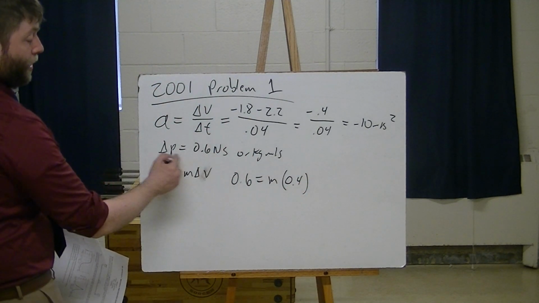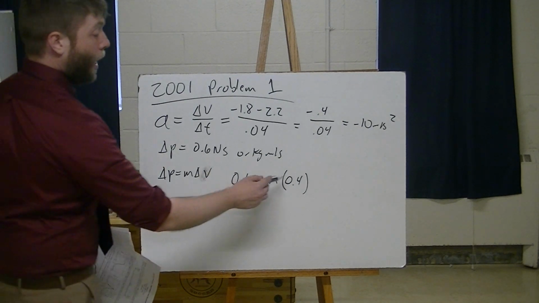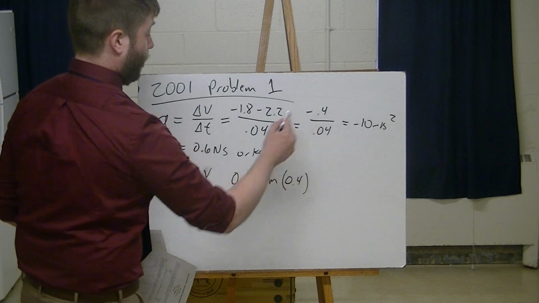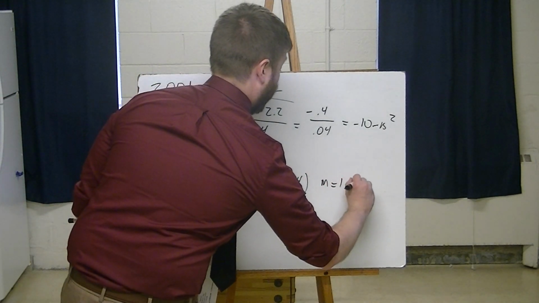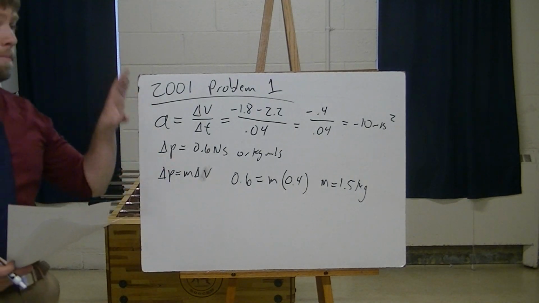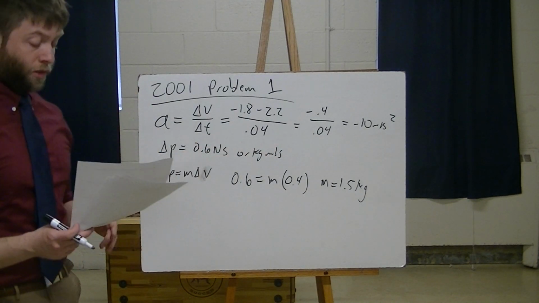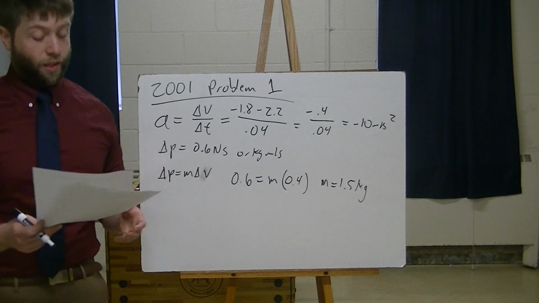But 0.6 is what we found in here, the area under the curve for the force versus time graph, and 0.4 up here for the change in velocity. That's going to give us a mass of about 1.5 kilograms. Okay? So I'm combining part A and part B in order to figure out part C. Are there other ways of doing this? Yes, but I think this is the easiest.